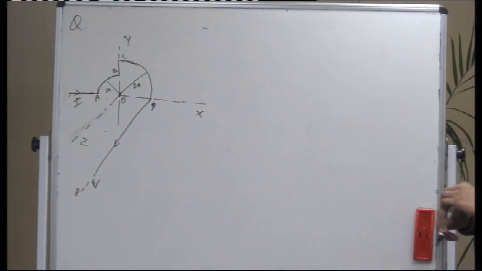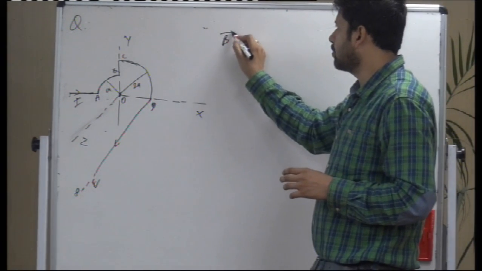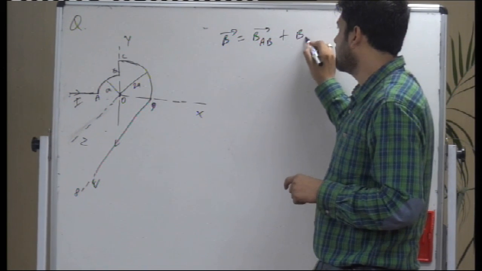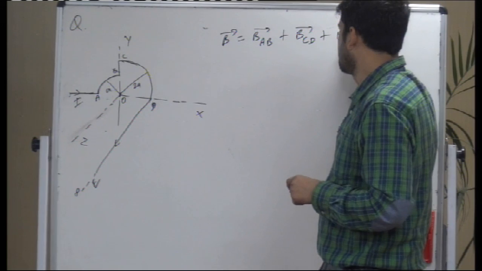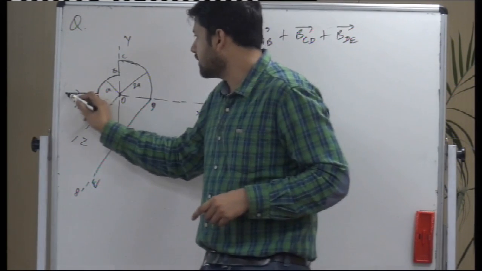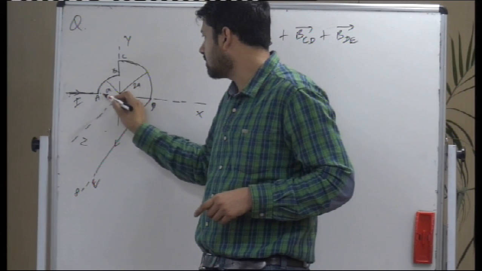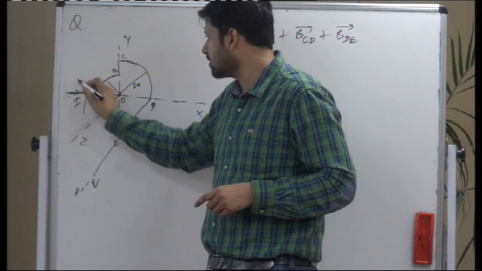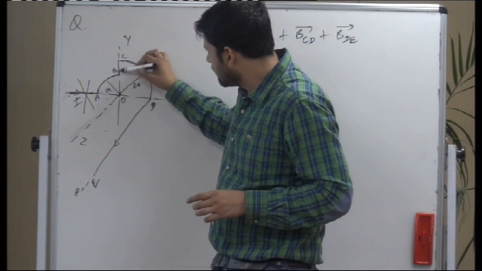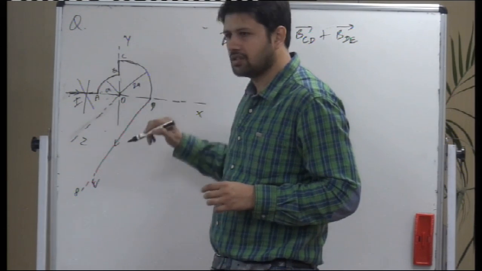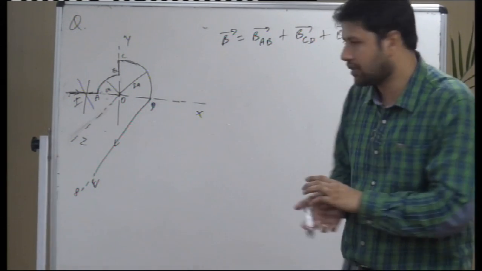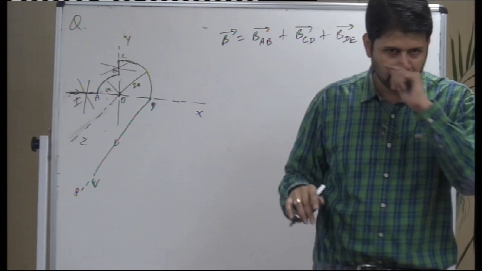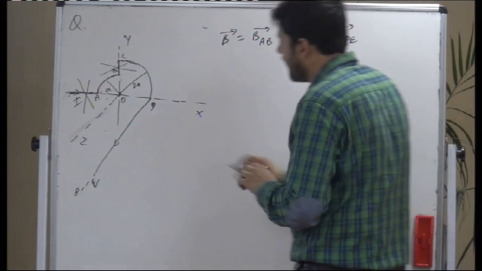Okay. So the total field would be what? A vector sum of fields due to segments AB, CD, and DE. Why? For this portion, the O point lies along the line. So the field due to this is 0. The point O lies along the line BC, so this is again 0. So you need to include only the two circular portions and ED.